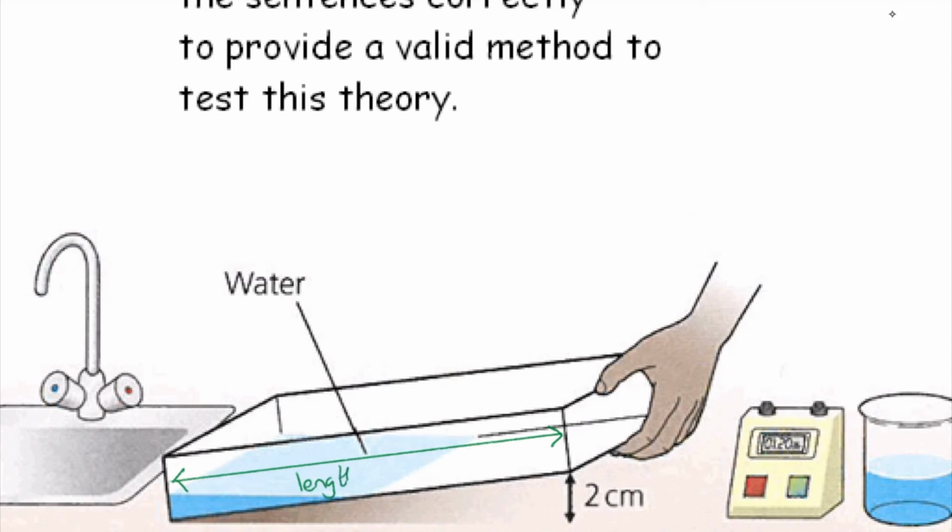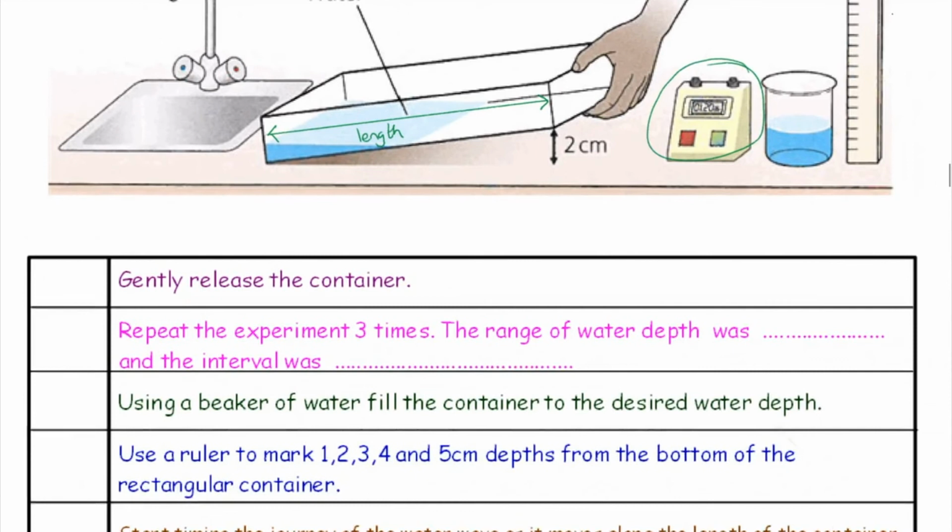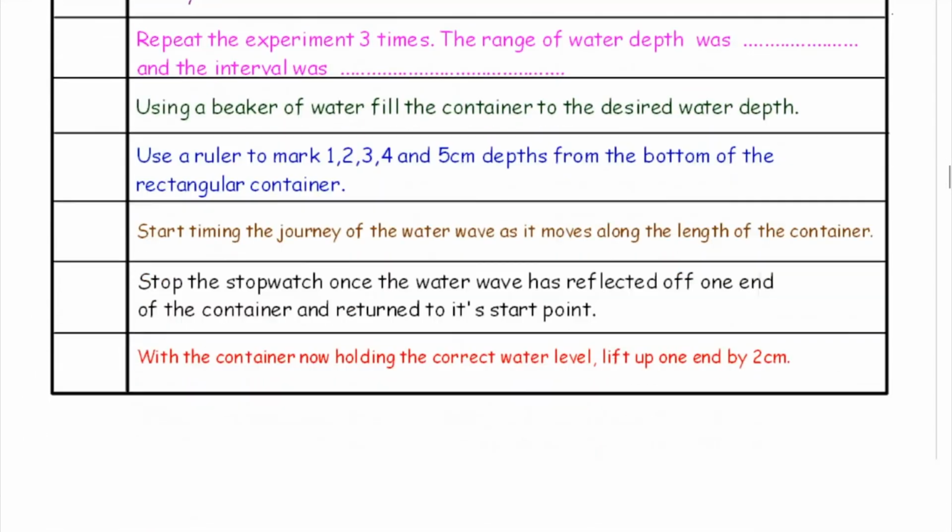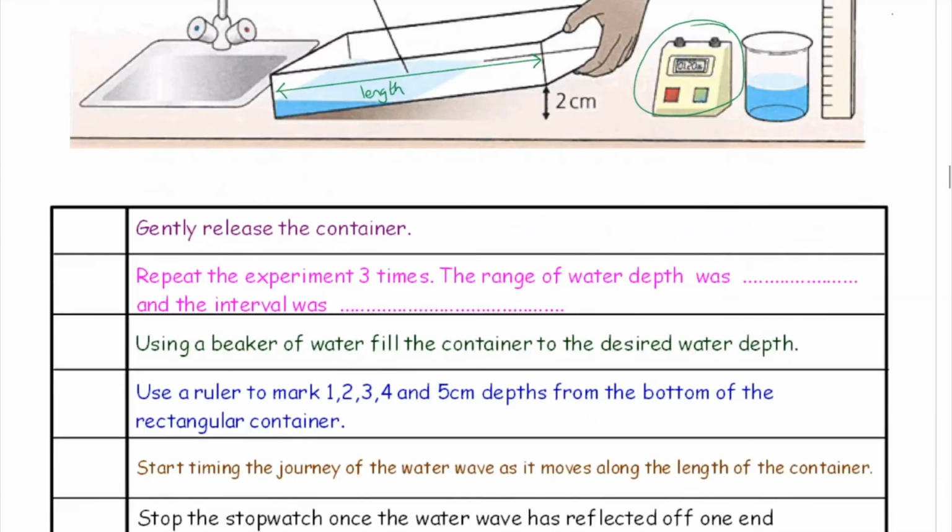By measuring that, we can work out the distance that the water wave travels. And by using a stopwatch, we can then measure the time it takes to travel that distance. Before you do this then, we're going to watch a video and I'll show you where that video is now.